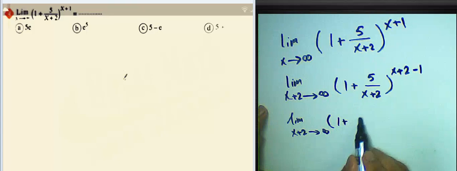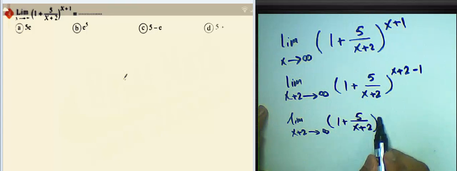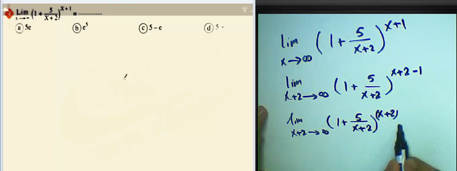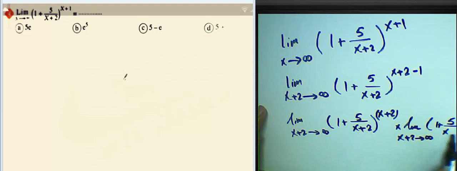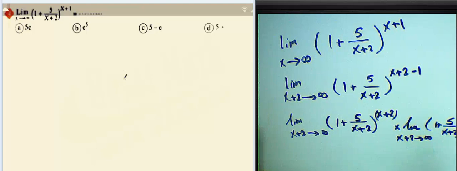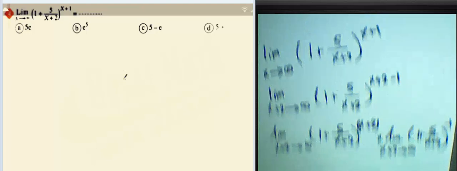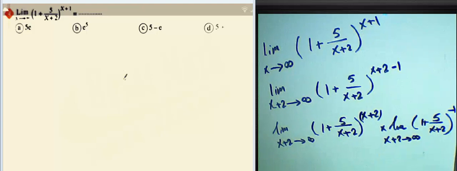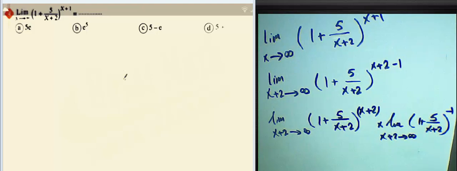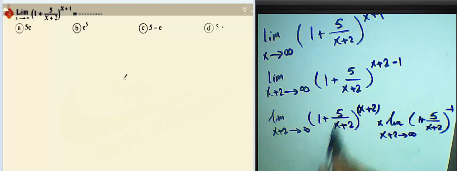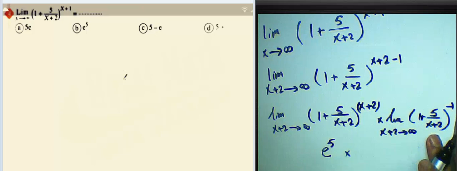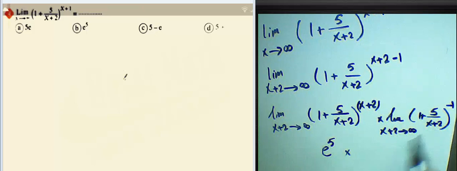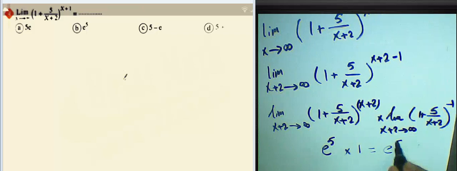First function here, 1 plus 5 over x plus 2, all power x plus 2, multiplication by the limit as x plus 2 approaches infinity of the second fraction, 1 plus 5 over x plus 2, all power negative 1. Okay, all power what? Negative 1. And then we can find the result here. It will be e power 5 multiplication by, if x plus 2 equals infinity, put infinity here. 5 over infinity equals 0. 1 plus 0 equals 1. 1 power negative 1 equals 1. So the result will be e power 5.